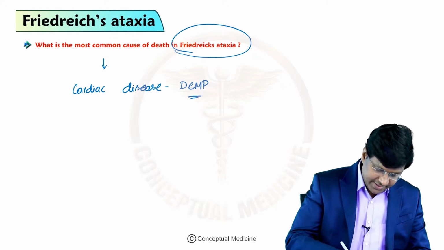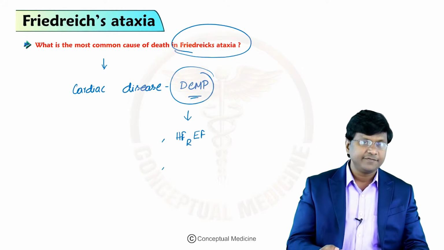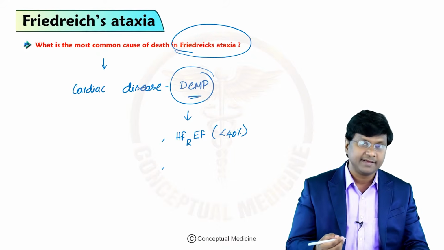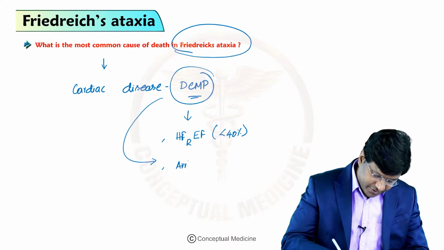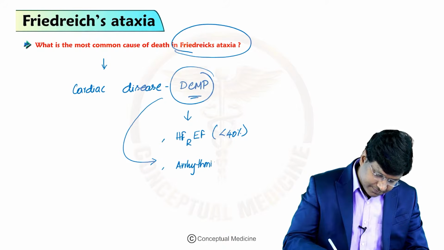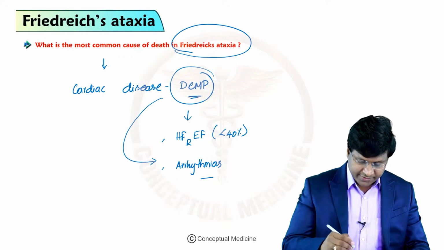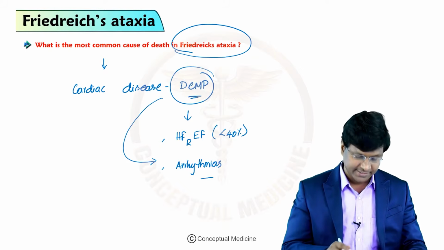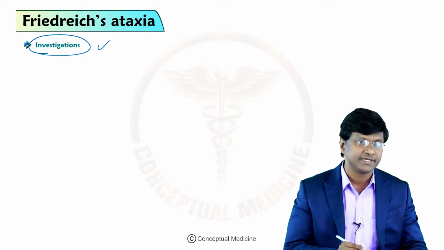It is dilated cardiomyopathy. And this dilated cardiomyopathy will make the individual develop heart failure with reduced ejection fraction, where the ejection fraction will be less than 40%, and that will lead to death. These patients with dilated cardiomyopathy are also more prone to the development of arrhythmias. So heart failure with reduced ejection fraction as well as arrhythmias are very common in these patients with Friedreich's ataxia. Then, what are the investigations that you need to do in Friedreich's ataxia?